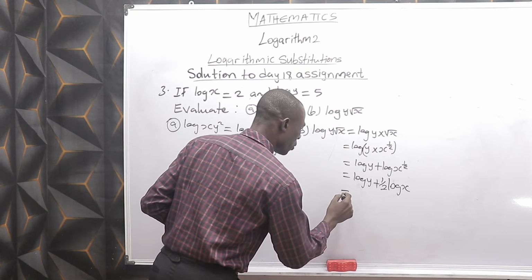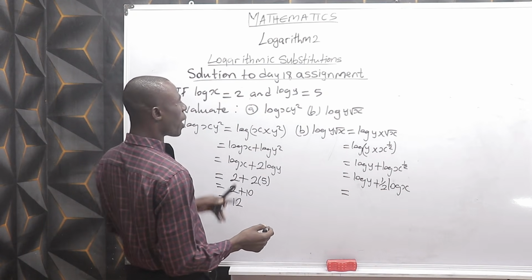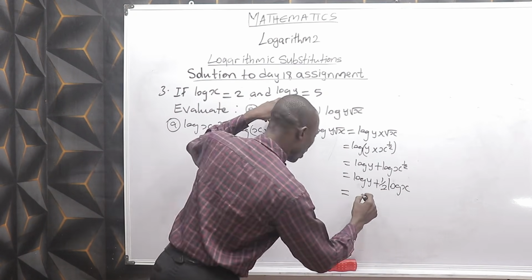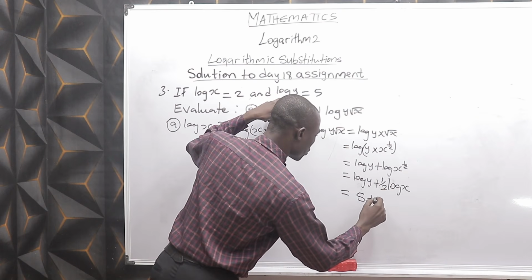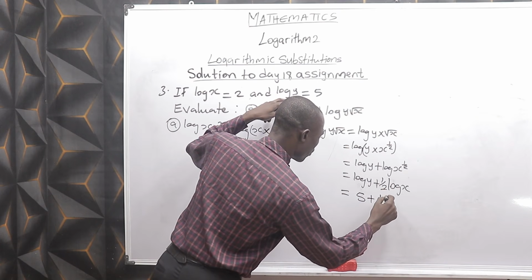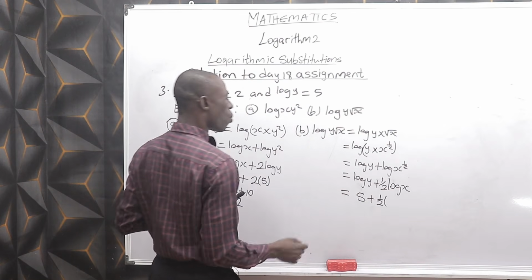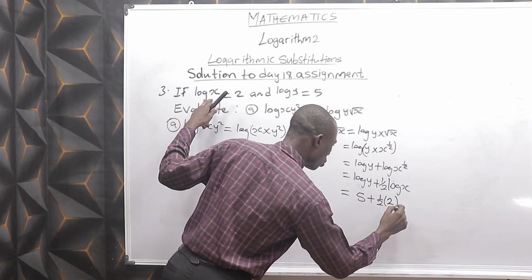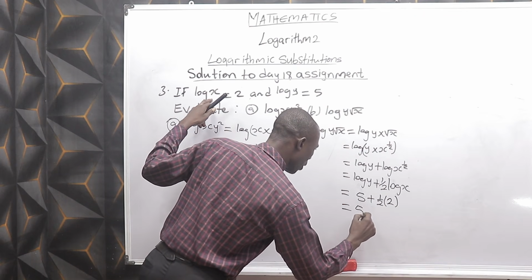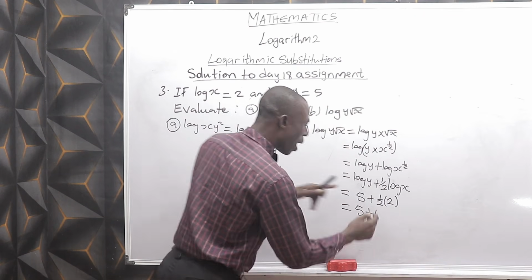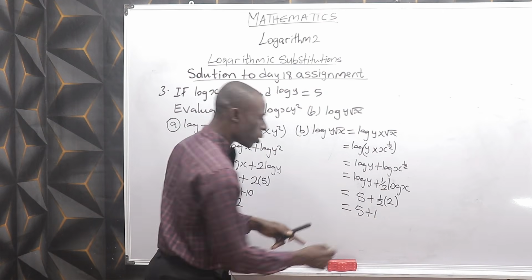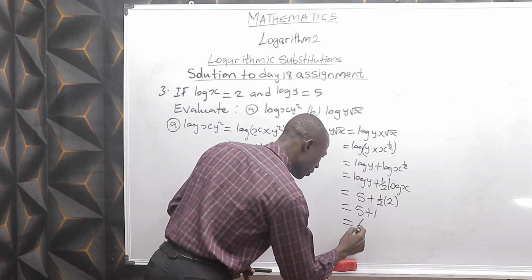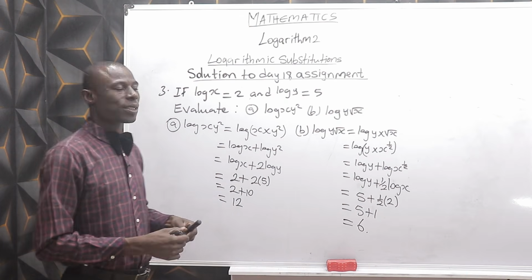So substitution now is the next thing. What is our log y? Log y is 5, plus half log x. What is log x? Log x is 2. So 5 plus 1. Half times 2 is 1. Answer is 6. And that is the end of it.